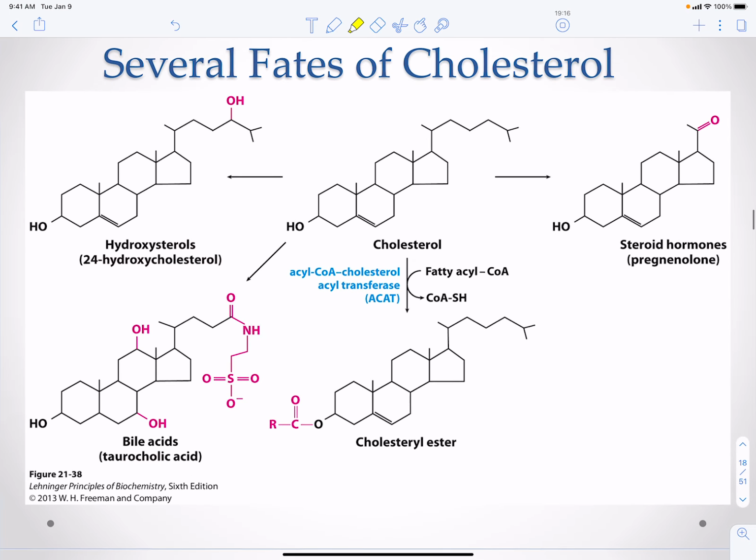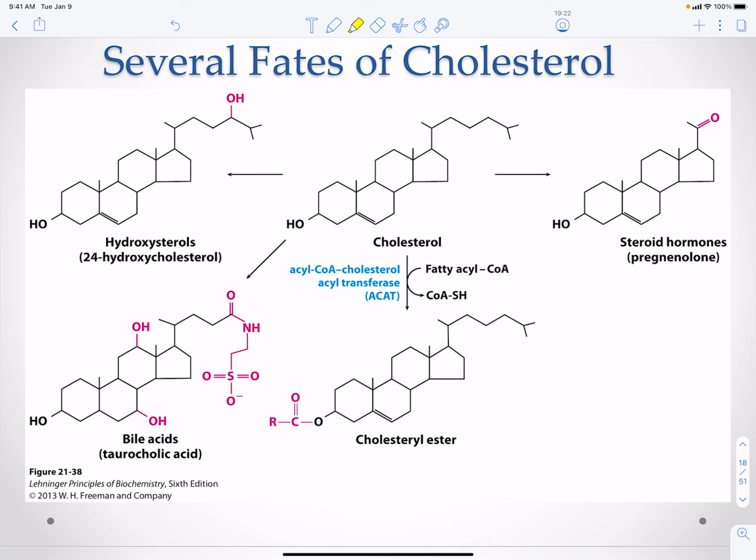All right, now when you have cholesterol, there can be several fates of cholesterol. You can make hydroxysterols. You have 2 hydroxyl groups. You can make cholesterol esters, which is important, through acyl-CoA cholesterol acyltransferase, ACAT. We'll talk more about ACAT. ACAT is going to bring in another fatty acyl-CoA, and you're going to leave with a CoA. You can make steroid hormones, or you can make bile salts. Taurocholic acid is such a bile acid.